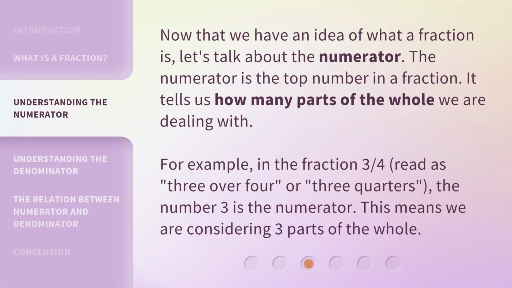Now that we have an idea of what a fraction is, let's talk about the numerator. The numerator is the top number in a fraction. It tells us how many parts of the whole we are dealing with. For example, in the fraction 3/4, the number 3 is the numerator. This means we are considering 3 parts of the whole.